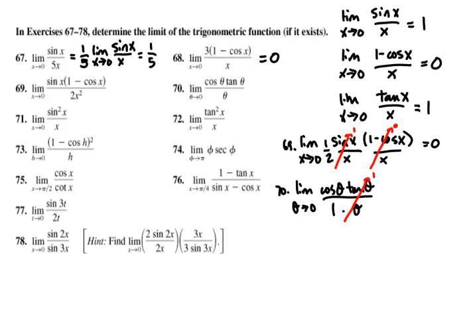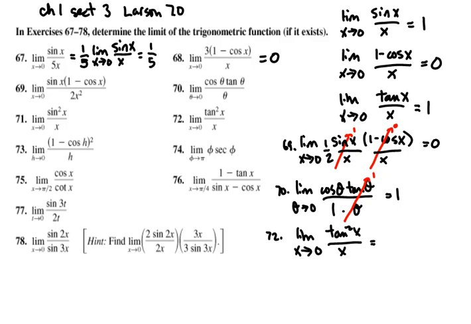With number 72, again, I'm not going to do the odd ones because the solutions to the odd ones are in the book. This was Chapter 1, Section 3 of Larson, which is the online textbook.